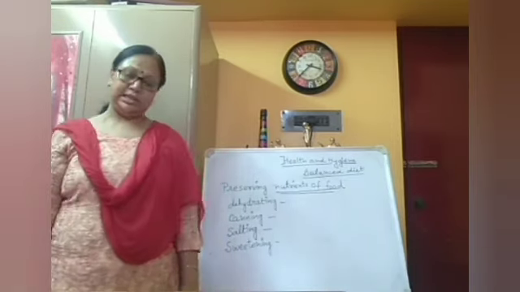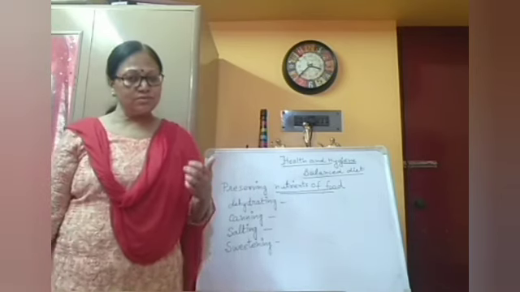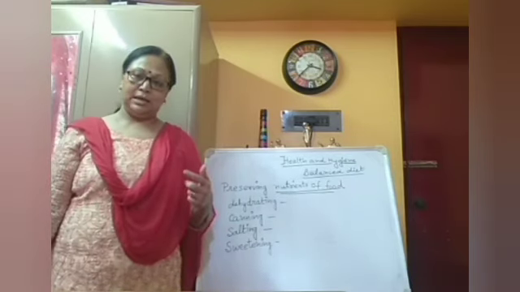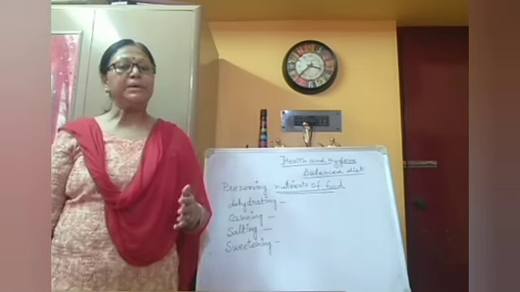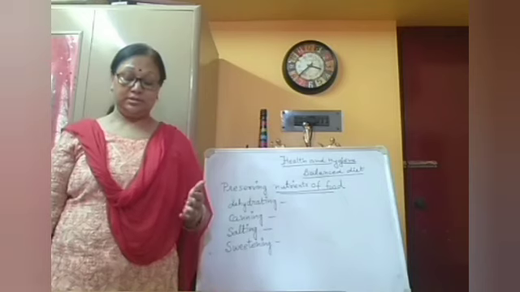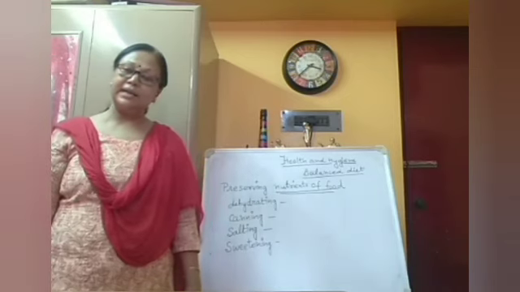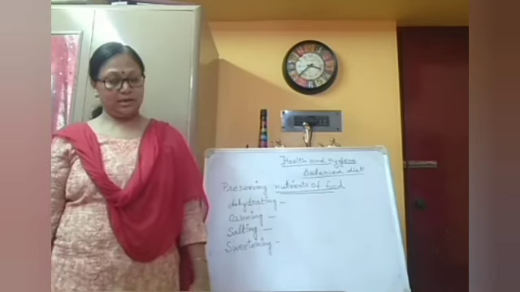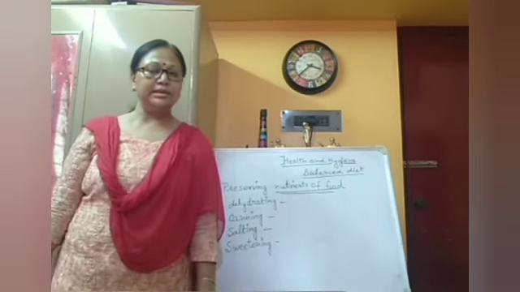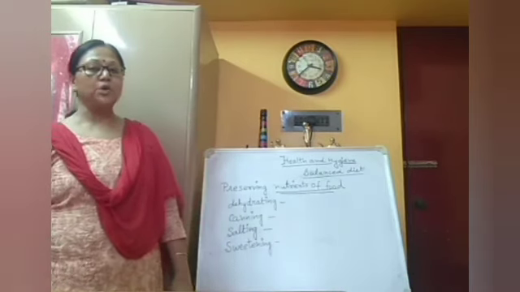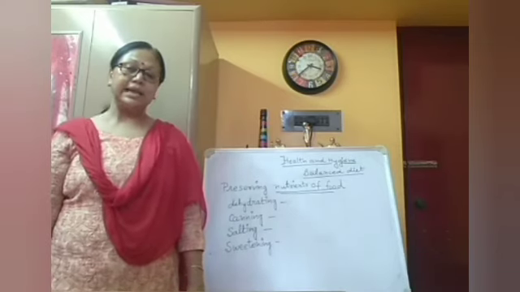Now next is sweetening. If we keep things in very concentrated chashni, or sugar syrup in which the water content is very less, then the food item will again remain good for a long time. Not for a very long time, but maybe 10 to 15 days. So these are all the ways given here to preserve your food in a good state for a long time.